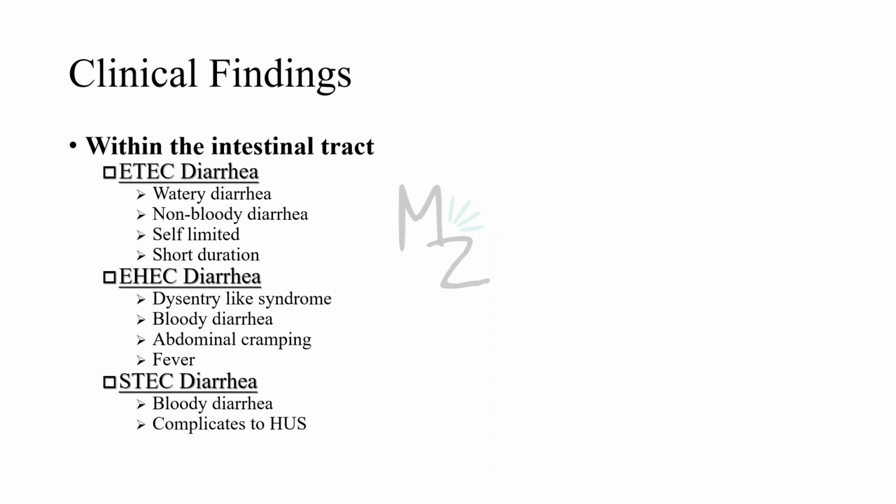The second one is EHEC diarrhea, the enterohemorrhagic E. coli diarrhea. It results in a dysentery-like syndrome that is characterized by bloody diarrhea, abdominal cramping, fever similar to that caused by Shigella. And the third one is STEC diarrhea. ST is for O157H7 strains and EC is for E. coli. So these strains of E. coli cause bloody diarrhea, which can be complicated by hemolytic uremic syndrome. And this syndrome, as I mentioned in pathogenesis, is characterized by kidney failure, hemolytic anemia, and thrombocytopenia.